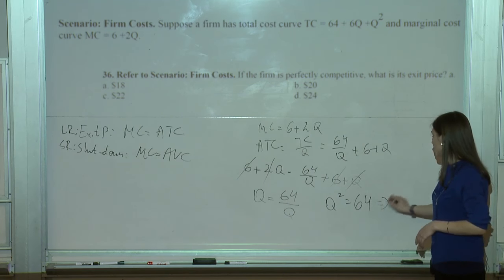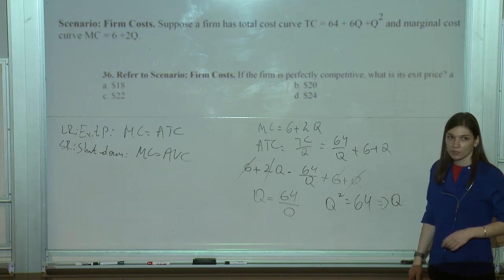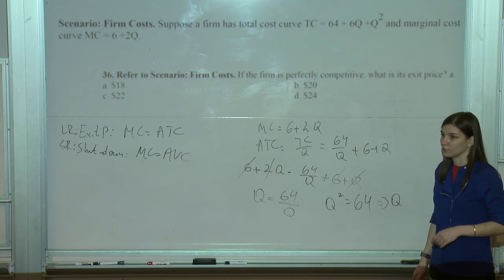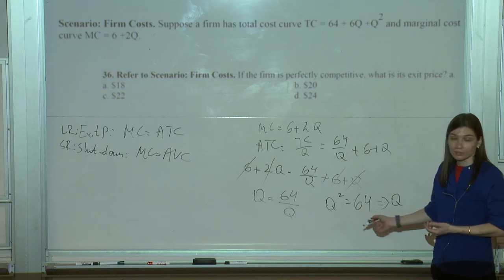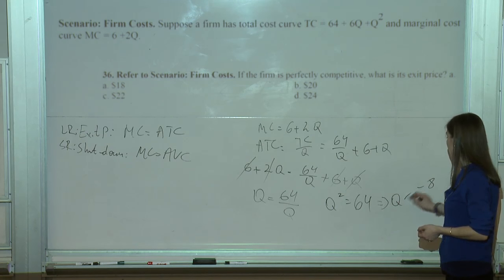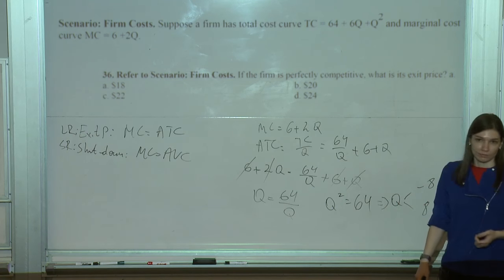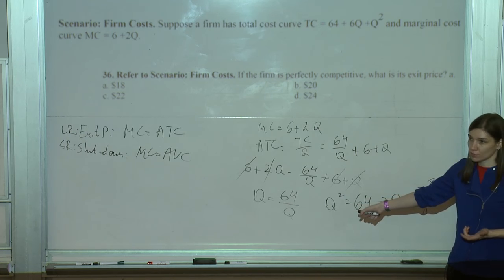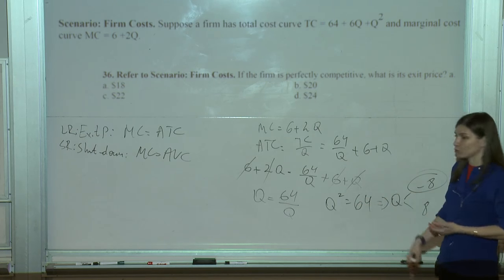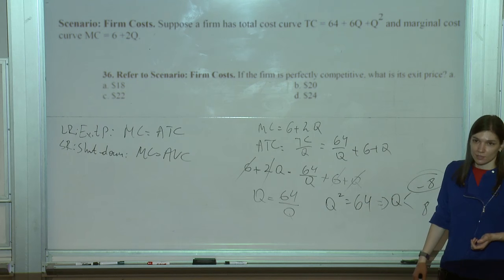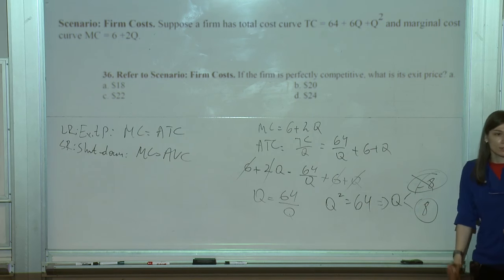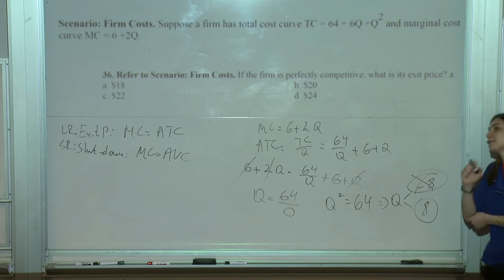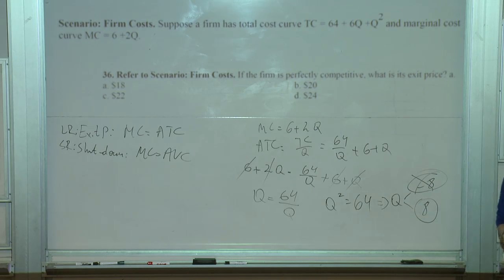Therefore, q is what? There are two solutions here, right? I have a quadratic equation, so it's either -8 or 8. Both of them are going to be true. However, we know that negative quantities don't make sense in this scenario. So the quantity at the exit price is going to be 8.